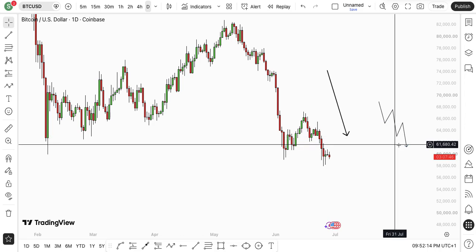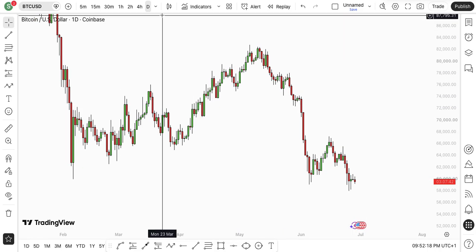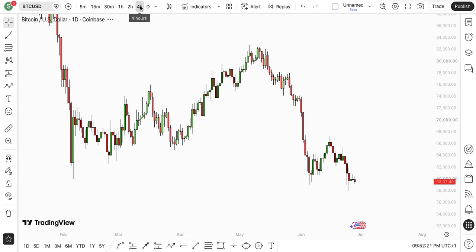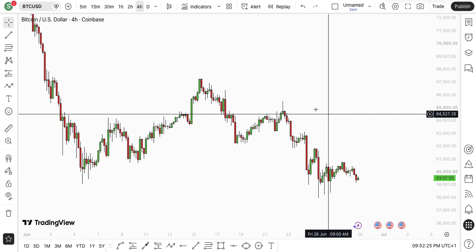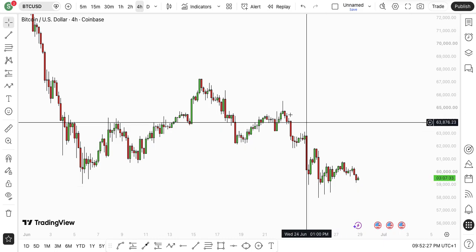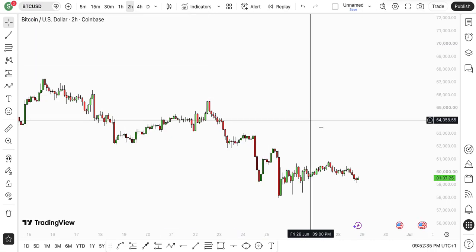So we've got these two out the way. So we know that on the daily time frame, we are moving downwards. Now we jump onto the 4-hour time frame. And also on the 4-hour time frame, we can see that we're moving downwards. So we have the daily and the 4-hour telling us how Bitcoin is moving down. So now we go on to the lower time frames.